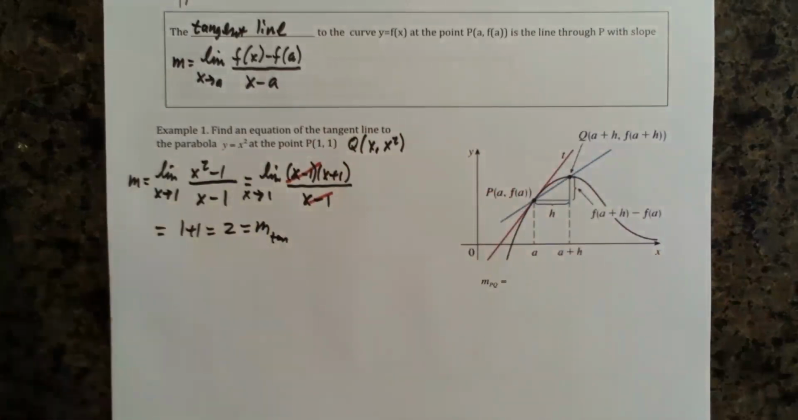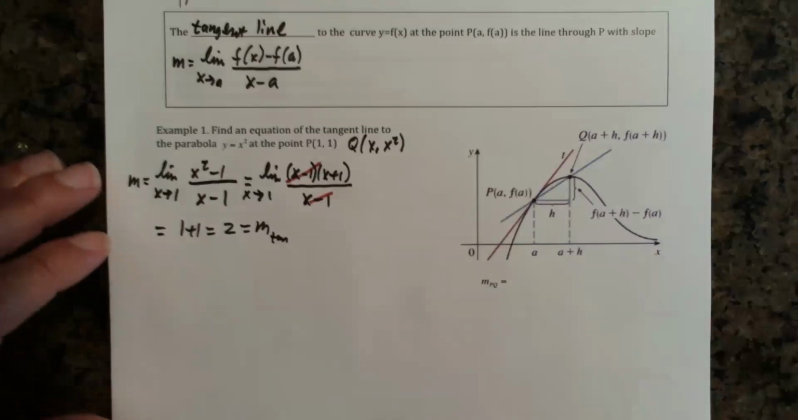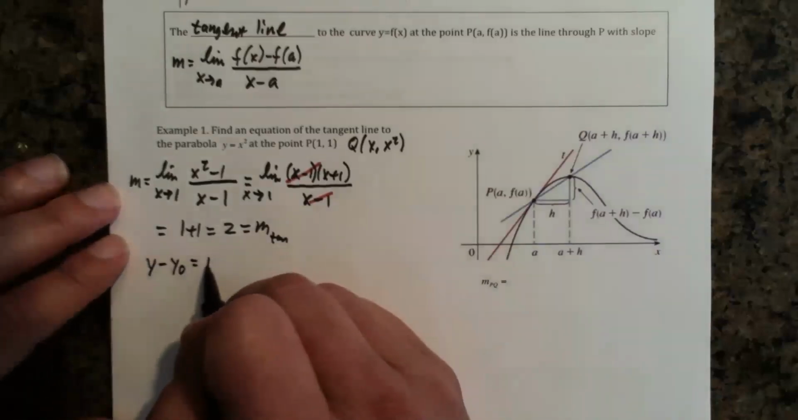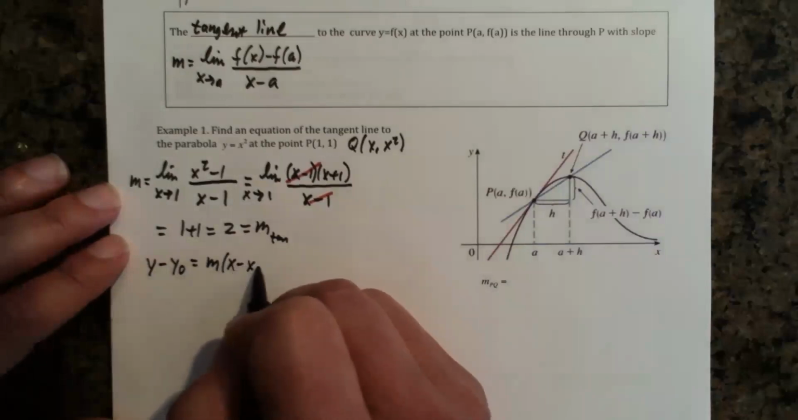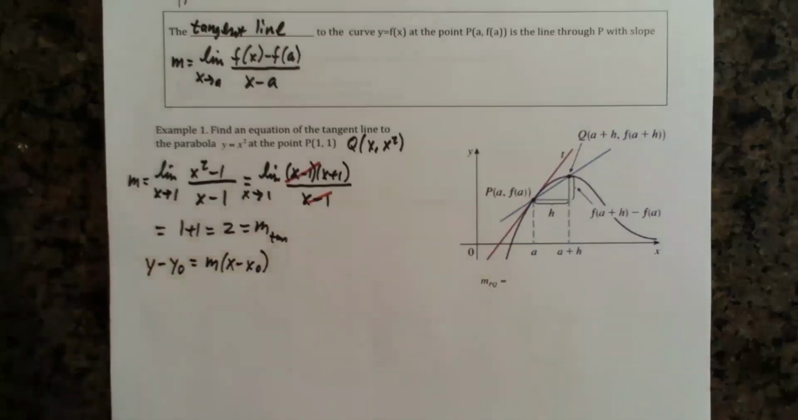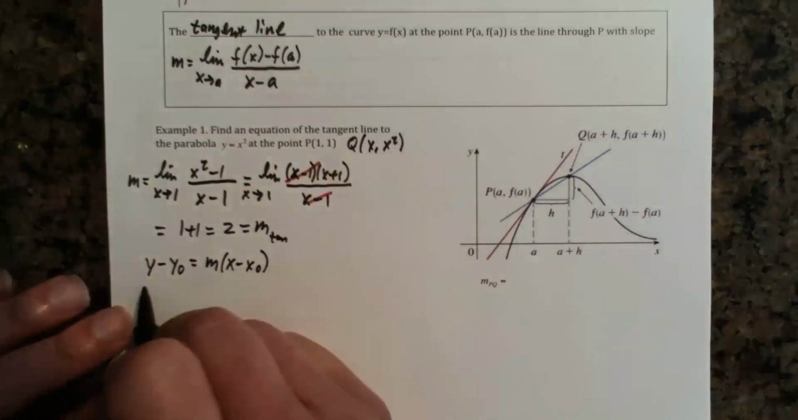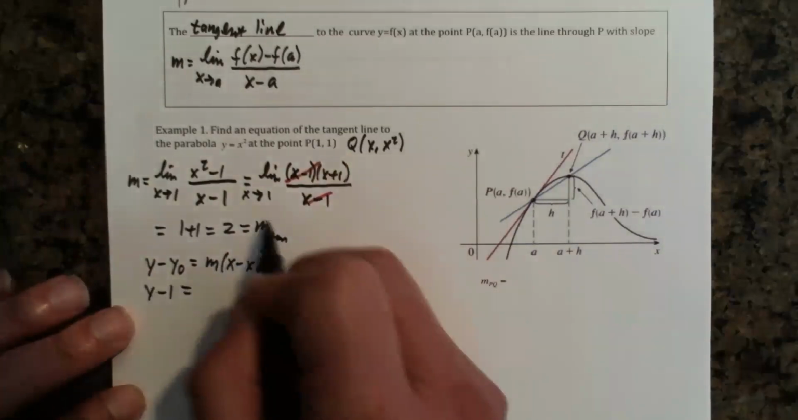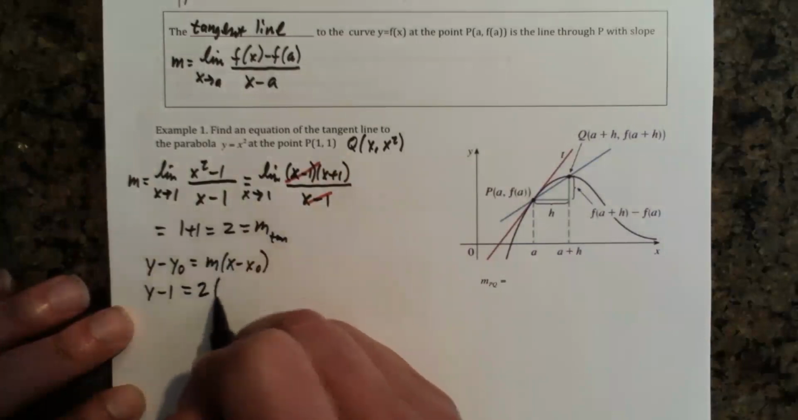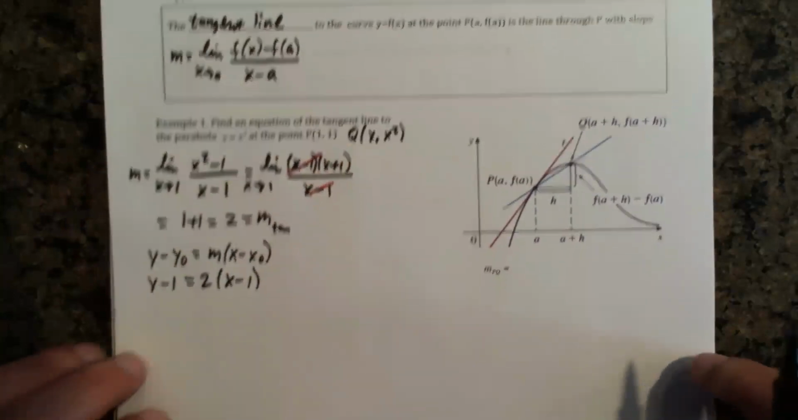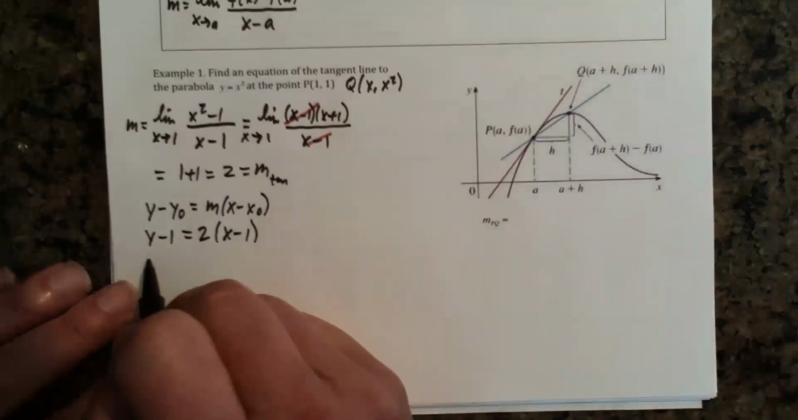Now we're not done. We still need to build the equation of the line. So we're here, and remember, x naught, y naught is the 1, 1. So y minus 1 equals m, which we now know is 2 in this case. And I'm going to go ahead and put that into slope-intercept form. I'm going to distribute the 2.